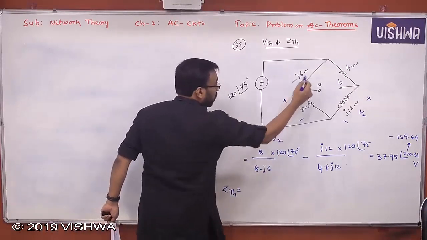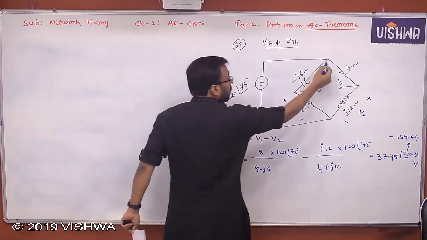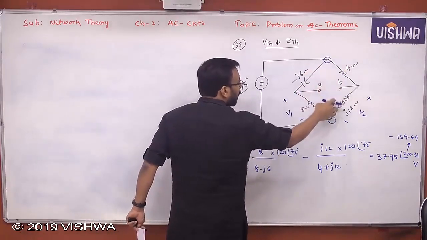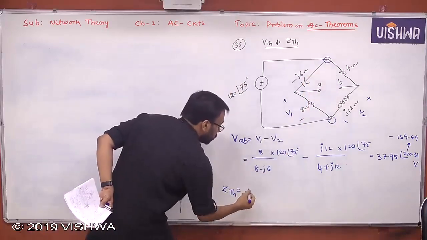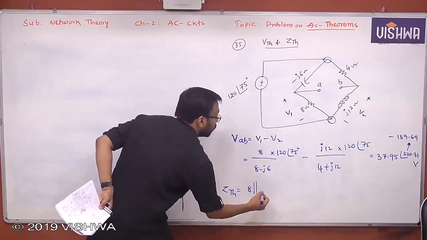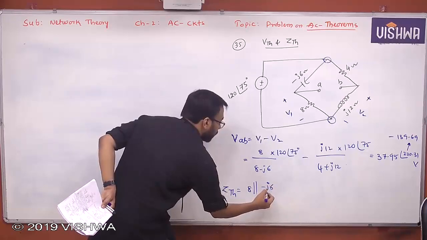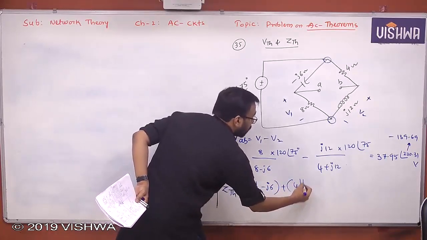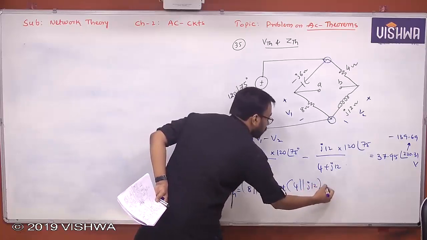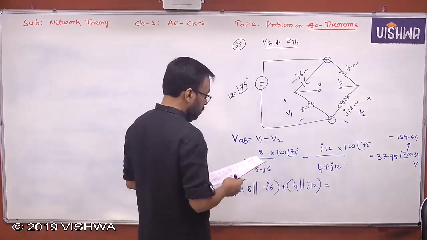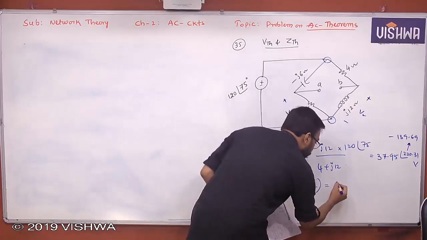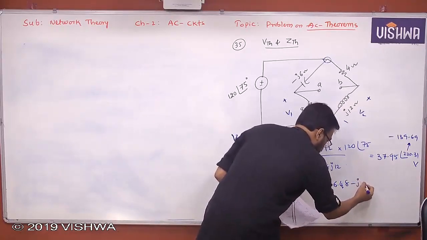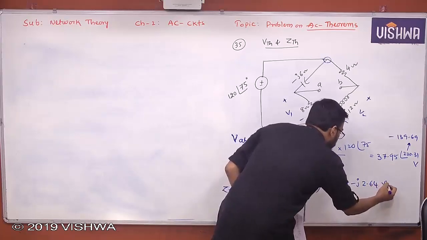Once it is shorted, these two points got shorted. So with respect to these two, no doubt these two are in parallel, these two are in parallel, then series. I think you're experts in series-parallel, so I don't want to elaborate again. We did a lot of exercise on that. Parallel plus 4 parallel J12, so you will get here 6.48 minus J2.64 ohm.